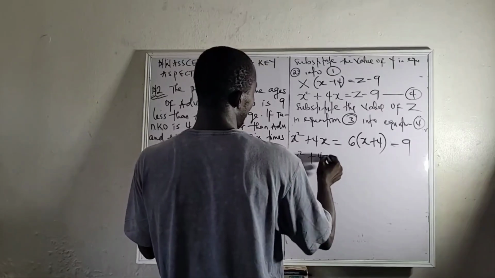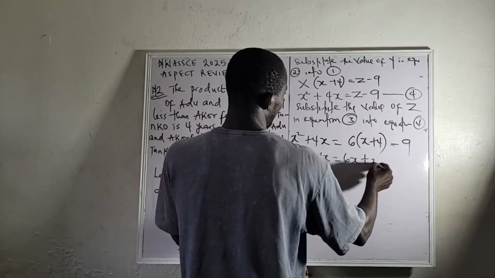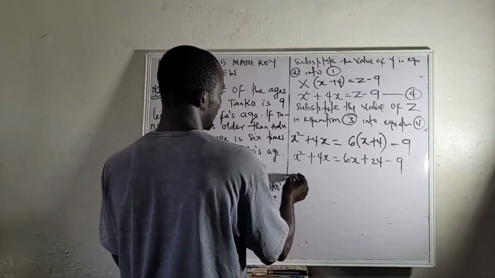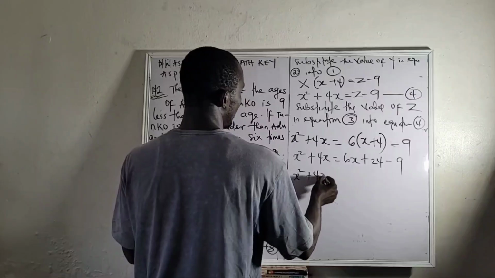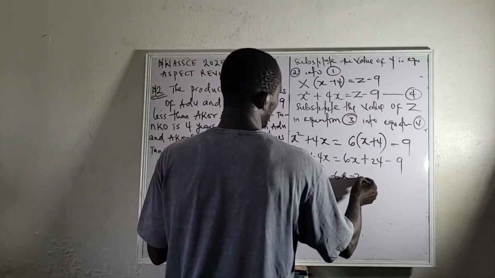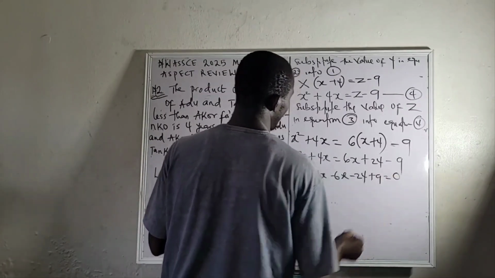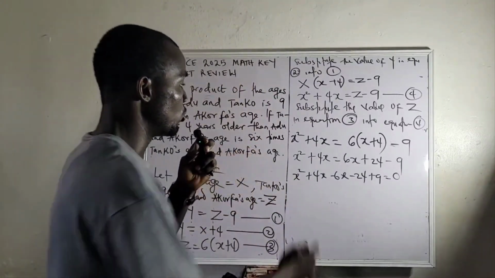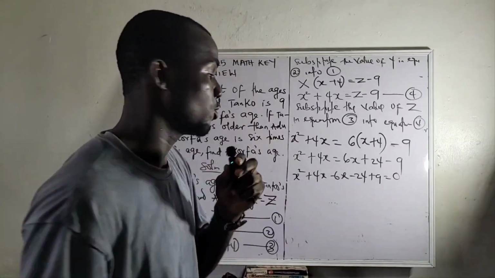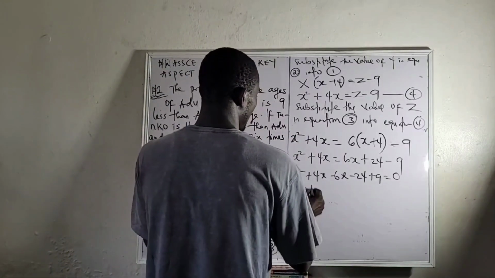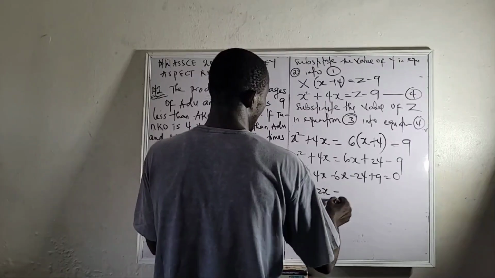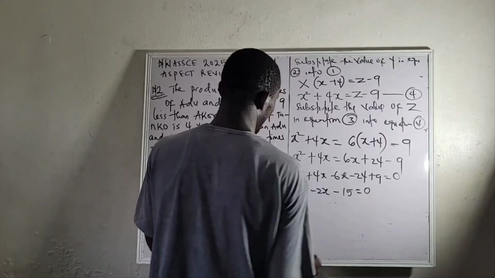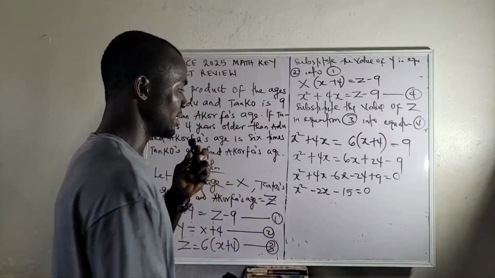That will be x squared plus 4x, which is equal to 6x plus 24 minus 9. I open the bracket. If I collect like terms, I'm going to have x squared plus 4x minus 6x minus 24 plus 9 equals 0. I'm making everything a quadratic equation because obviously once you have this, you are thinking about quadratic equation. So this will be x squared minus 2x and then minus 15 equals to 0.